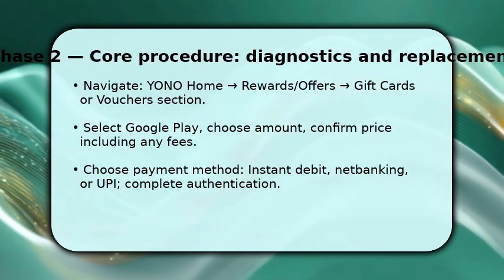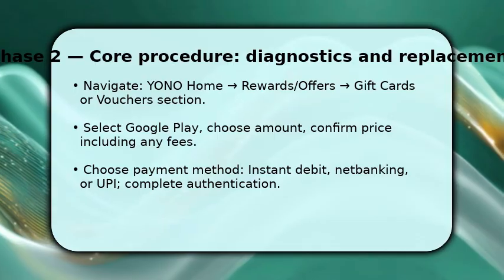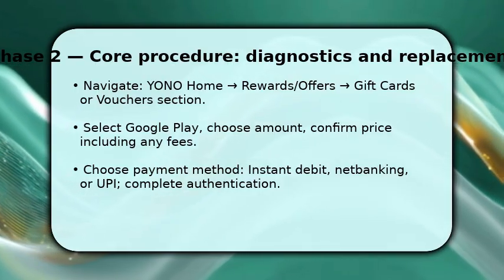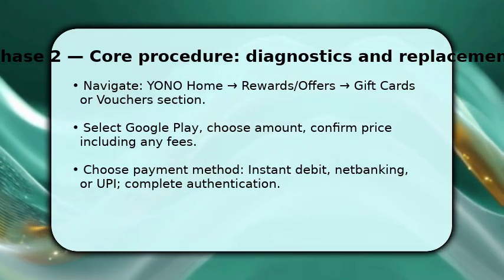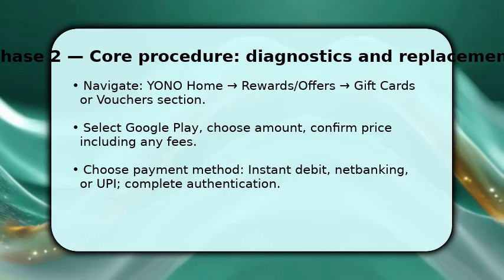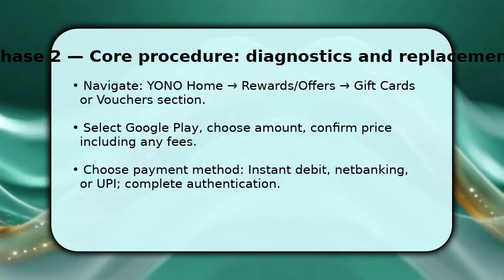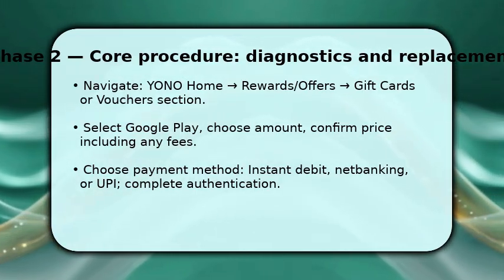Make the payment immediately. Choose Instant Debit, Net Banking, or UPI and approve using OTP or 2FA. You confirm the purchase and wait for the transaction success screen. This is where the code is generated.